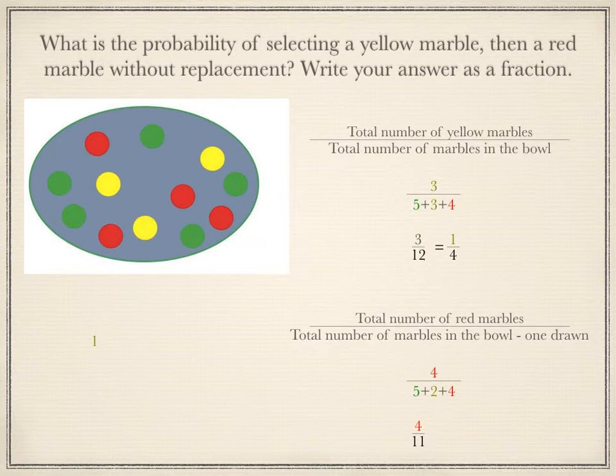Then to find the probability of selecting a yellow and then a red, we need to multiply. So we get 1/4 times 4 11ths. Multiply straight across. 1 times 4 is 4. 4 times 11 is 44. Simplify, divide the top by 4, divide the bottom by 4, and we get 1/11.